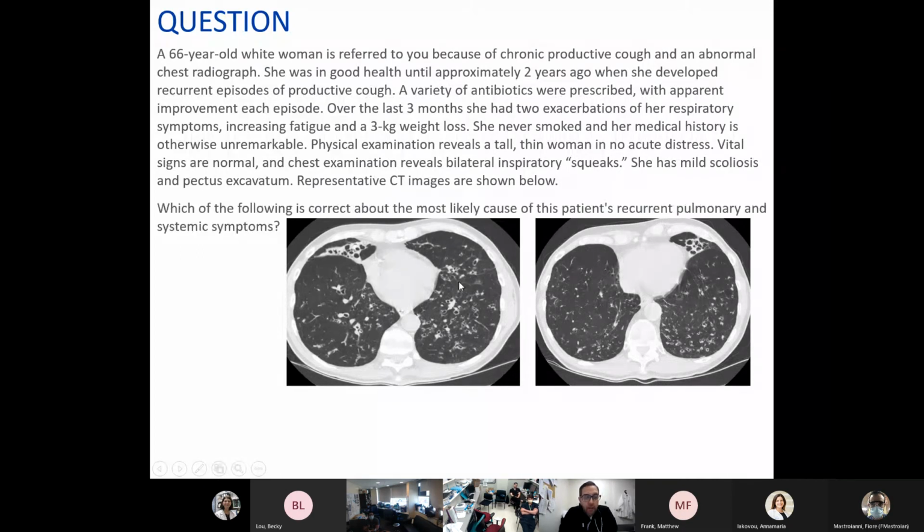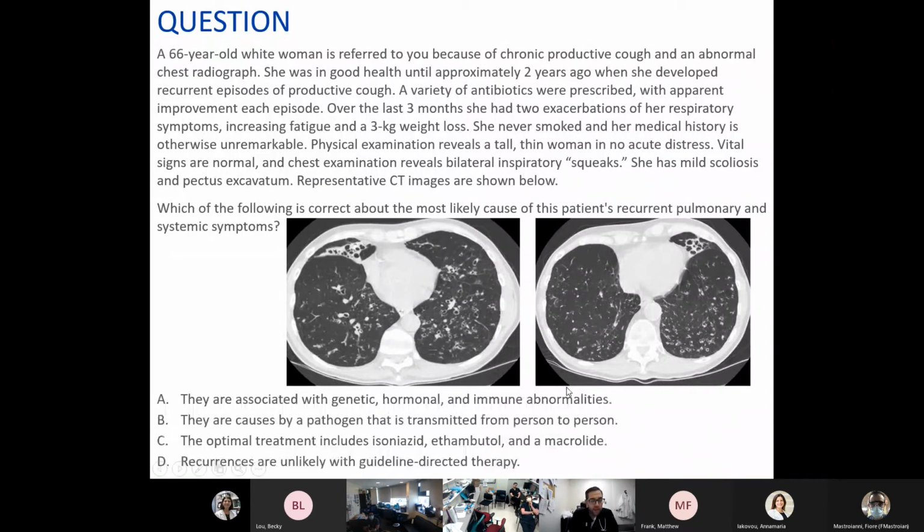So the question is, which of the following is correct about the most likely cause of this patient's recurrent pulmonary and systemic symptoms? A, they're associated with genetic, hormonal, and immune abnormalities. B, they're caused by a pathogen that is transmitted from person to person. C, the optimal treatment includes isoniazid, ethambutol, and a macrolide. Or D, recurrences are unlikely with guideline-directed therapy.